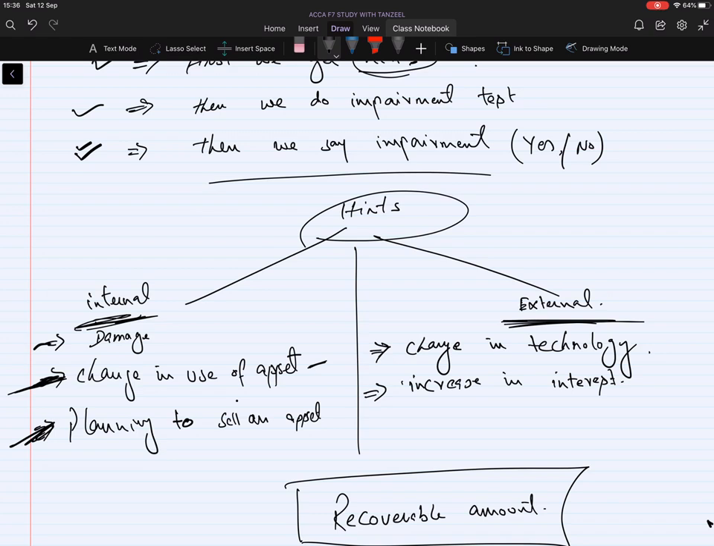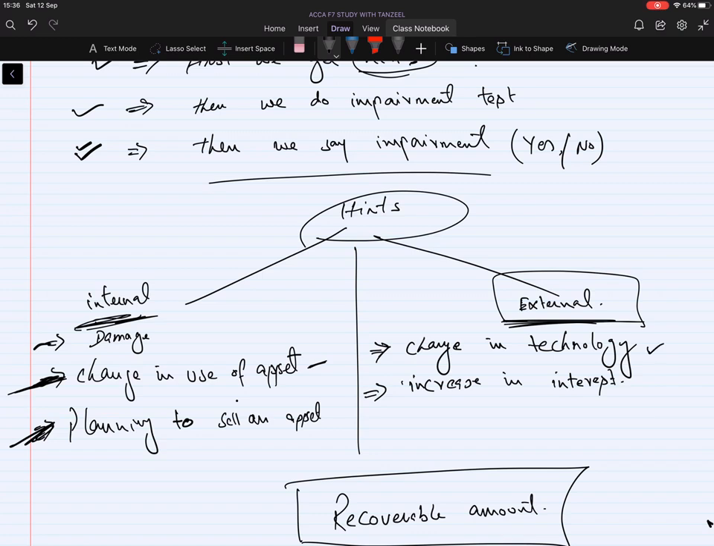So it means it is the hint for the impairment, that is why you want to sell anything. Now come, let's study external hints. External hints means change in technology.